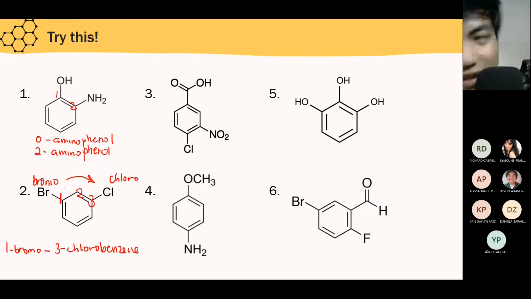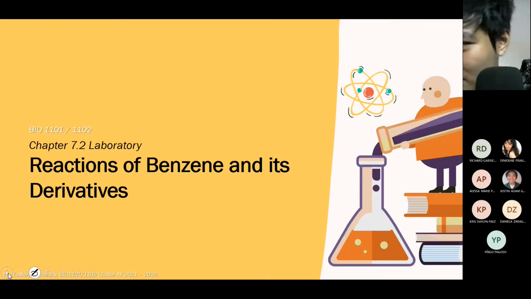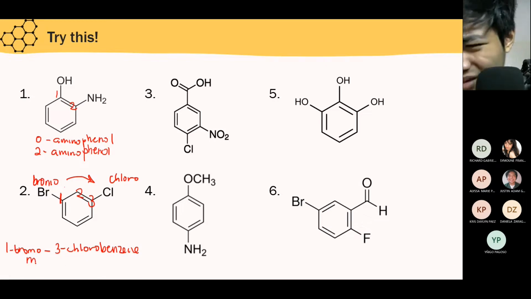Ano pa yung pwedeng name niya? We can use the ortho meta para. Okay? Again, pag dalawa substituent, pwedeng gamitin yung ortho meta para. Since our substituents are in carbon 1 and 3, you call it meta. You call it meta. It's bromo, chloro, benzene.